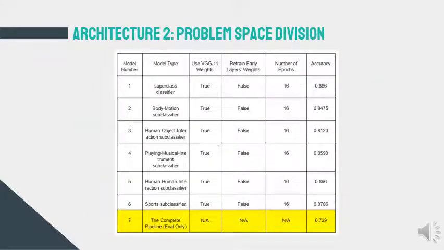Unfortunately, the results of this architecture were not very promising. The accuracies of all the classifiers ranged between 81% and 89.6%, and the combined hierarchical pipeline was not able to reach an accuracy higher than 74%. The largest problem with this architecture is that the super classifier has an accuracy of 88.6%. This is problematic because of the nested nature of the architecture, and as a result, if the super classifier fails to classify the category, the outcome will be incorrect regardless of how accurate the subclassifiers are.